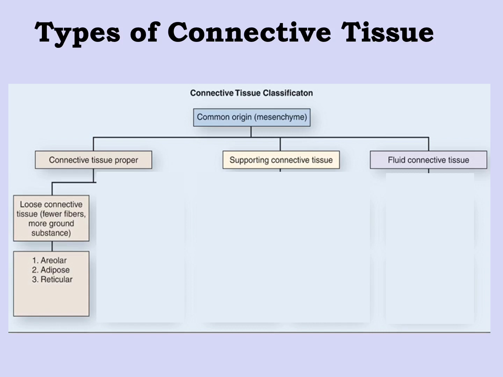So when we look at connective tissue proper, we break it up into two distinct classifications. The first is what's referred to as the loose connective tissue. In the loose connective tissue, we have fewer fibers and more of what's referred to as ground substance. That is the fluid space within the matrix itself of the proteins. This includes what's referred to as areolar connective tissue and reticular connective tissue.